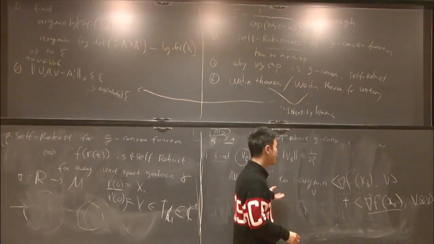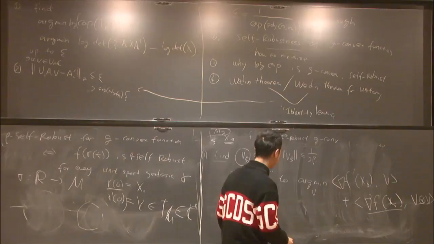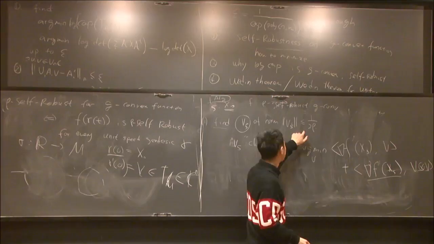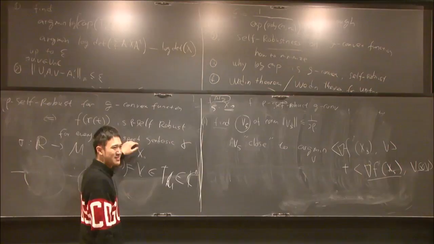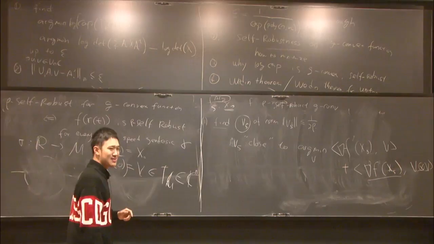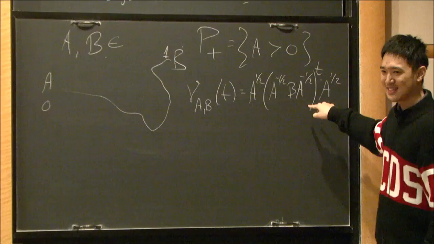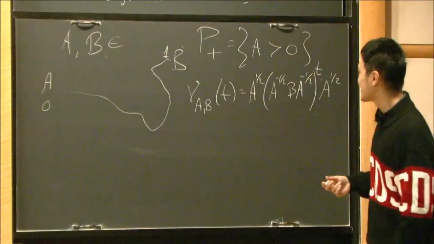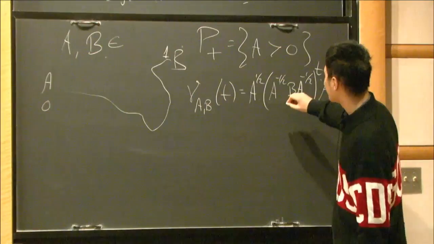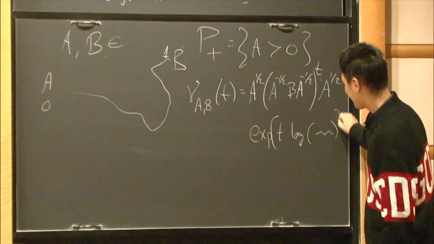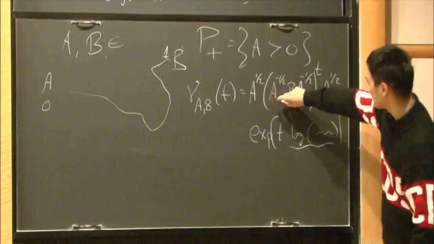But here, we just need to be close in the following sense. The norm of V is smaller or equal to 1 over 2 rho. Is this whatever norm that defines a unique speed geodesic? In this space of PSD matrices, the metric is pretty complicated, but unit speed just means the spectral norm. You write it as an exponential of t times log of this thing, and the spectral norm of this matrix is the log of this one.